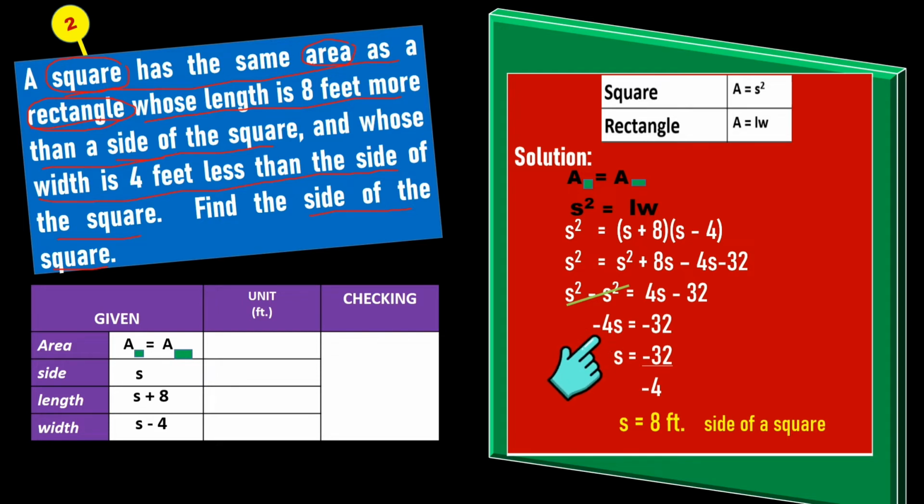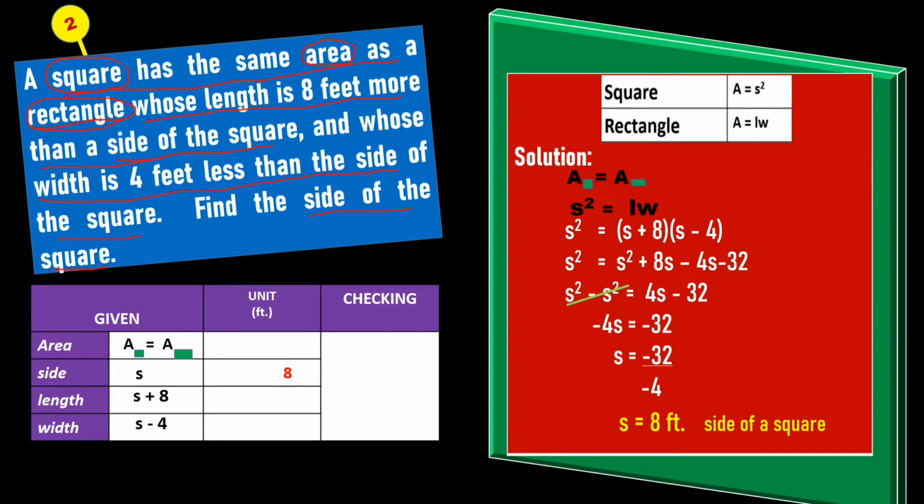Inverse of multiplication is division. Bring down negative 4. So we have S is equal to negative 32 divided by negative 4. And the value of S is equal to 8 feet. So this is the side of the square. So the answer is S is equal to 8 feet.